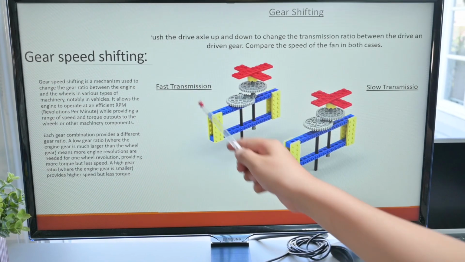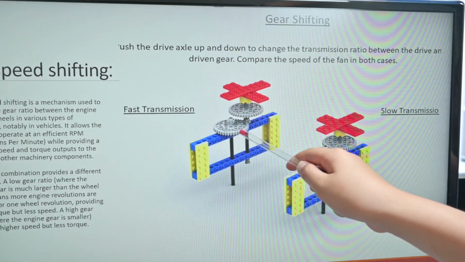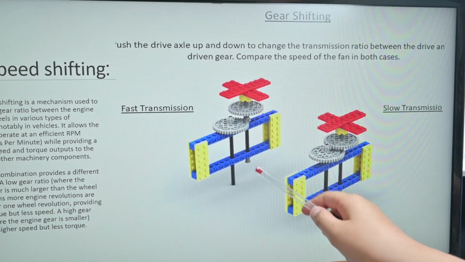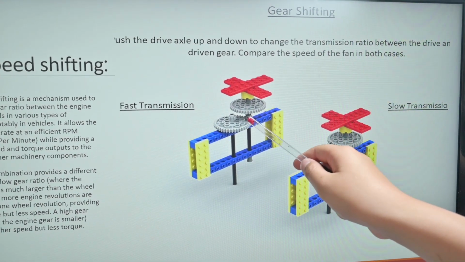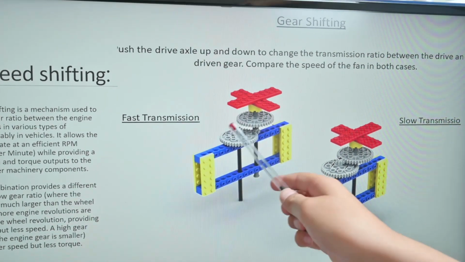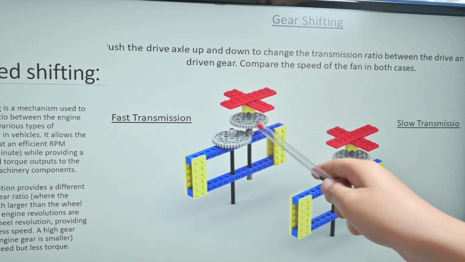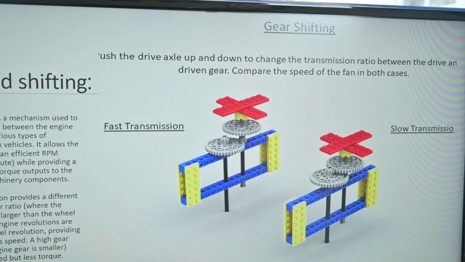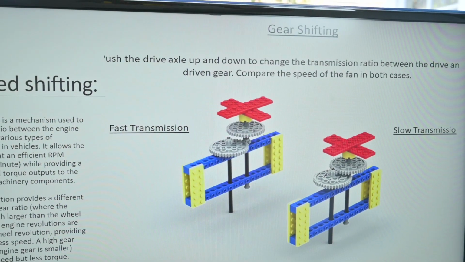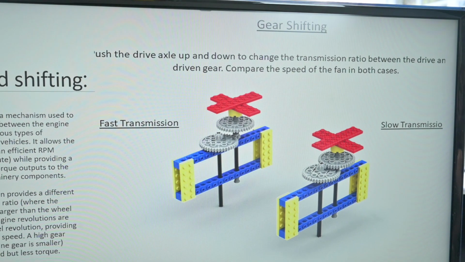Looking at the fast transmission here, we can see that the drive gear, which is the gear 40, is connected to the gear 8, which is the driven gear. This means that when the gear 40 does one full revolution, the gear 8, which is the driven gear, would have done 5 times the revolution, making it 5 times faster.